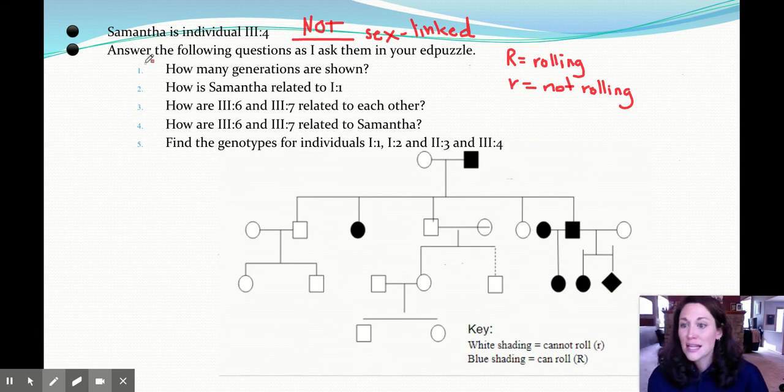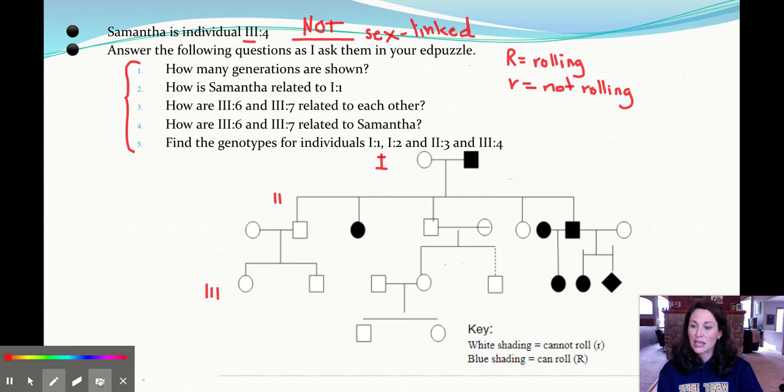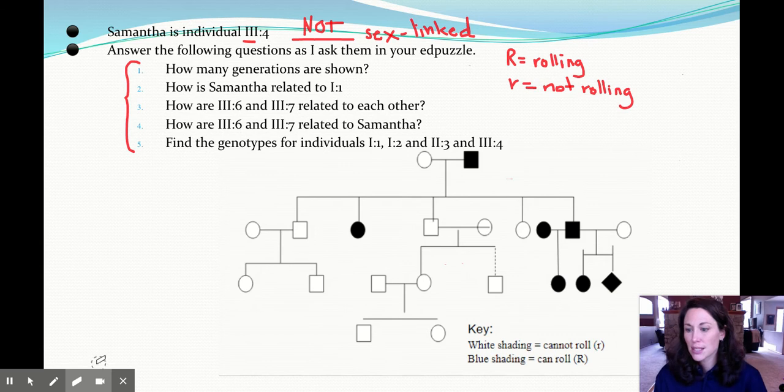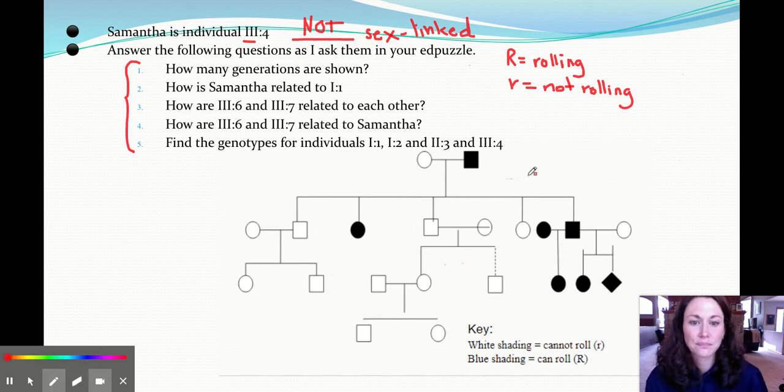Okay, these questions are going to pop up in your Ed Puzzle, and you can also answer them in your notes. But just to do a little explanation here, when you see these Roman numerals in front, that indicates the generation. So this would be generation 1, this would be generation 2, and down here would be generation 3. So as you're answering your questions, you should be able to use those as a guide. Now I'm going to help you fill in the genotypes. I'm going to start at the top, and we'll work together on this.